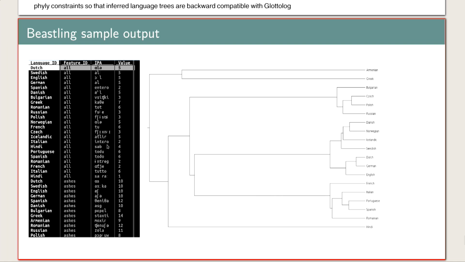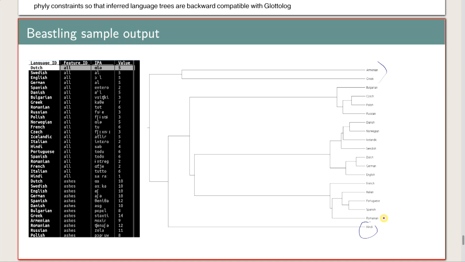If you run this tutorial, they say you will get a tree that looks something like this. Armenian and Greek are kind of an outgroup, and Hindi is another outgroup. Among the others, the Slavic languages cluster together: Bulgarian, Czech, Polish, Russian. Then the Germanic languages: Dutch, German, English in one cluster, Danish, Norwegian, Icelandic, Swedish in another. Then the Romance languages: French, Italian, Portuguese, Spanish, and Romanian in one cluster.